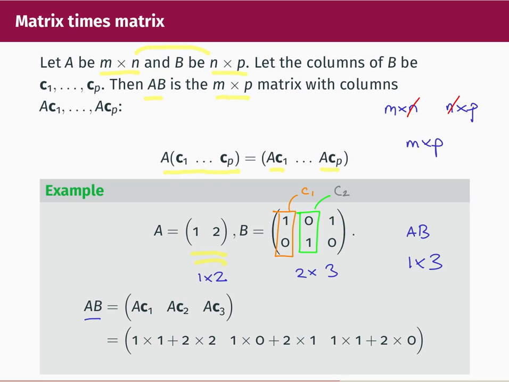C times 2, C2, and the last column vector here is C3. So that matrix product AB is A times C1, A times C2, A times C3, and if you work those out according to our matrix times vector definition, what you get is 1 times 1 plus 1 times 2 in the first position, then 1 times 0 plus 0 times 1, 1 times 0 plus 2 times 1 in the second position, and 1 times 1 plus 2 times 0 in the third position. Okay, so that is our most general matrix times matrix definition.